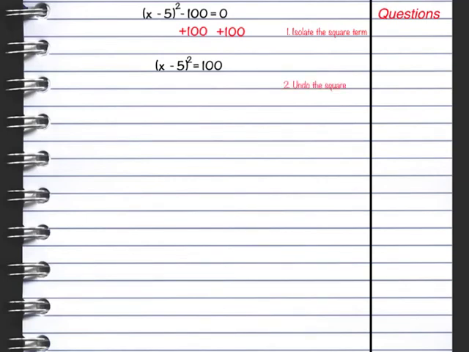Now, next step is I'm going to go ahead and undo my square, keeping in mind that I've got to have that plus minus piece. And my square root and square will cancel each other here, leaving me with just x minus 5. And the square root of 100, it's a nice, easy, perfect square, is 10. So now I have x minus 5 equals plus or minus 10. Now I just need to get my x by itself by adding 5 to both sides. And that's going to give me x equals 5 plus or minus 10.